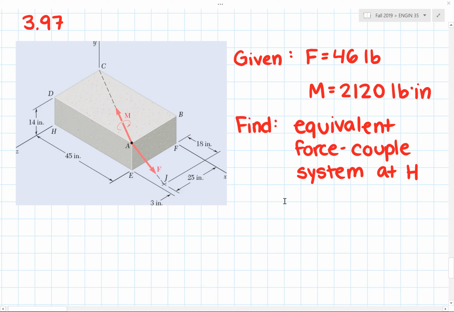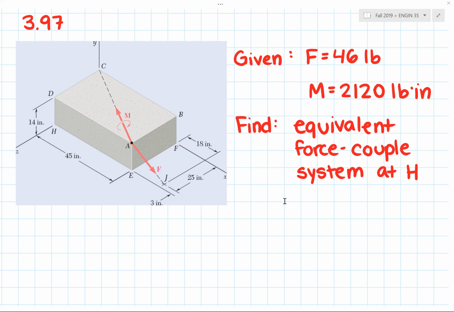In this video, we're going to go over problem 3.97 from the book. In this problem, we're given a force applied at A. The magnitude is 46 pounds. And we're also given a moment applied at A. We can also think of this moment as a couple. So the moment and couple, the magnitude is 2,120 pound-inches.